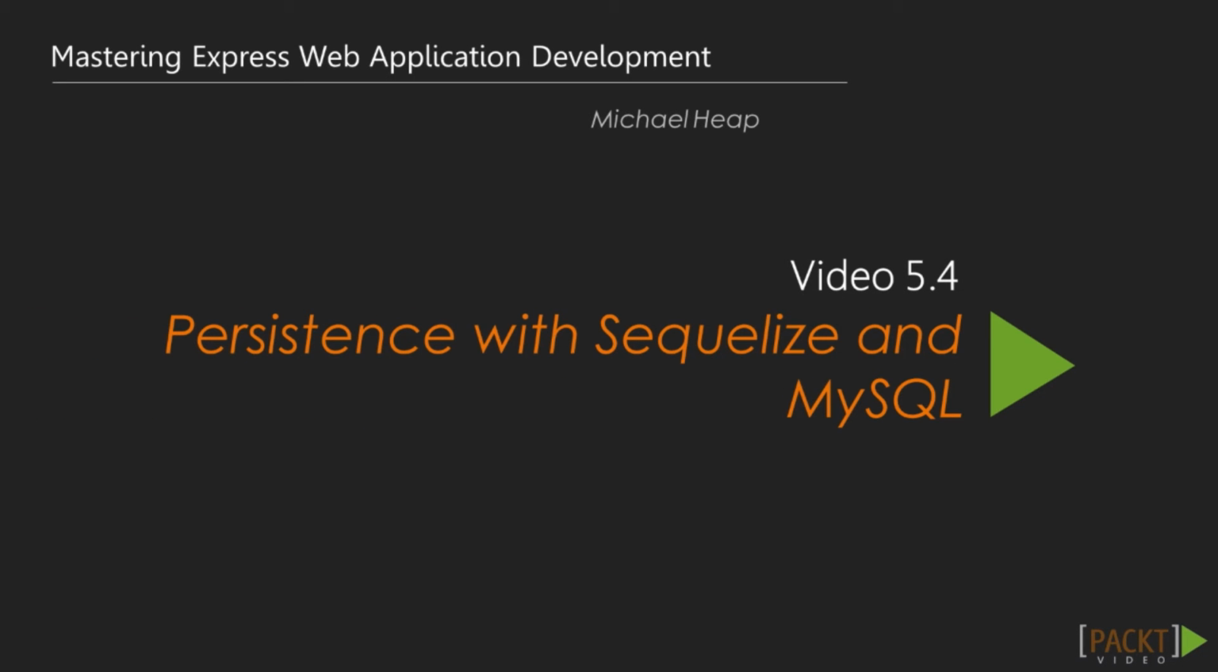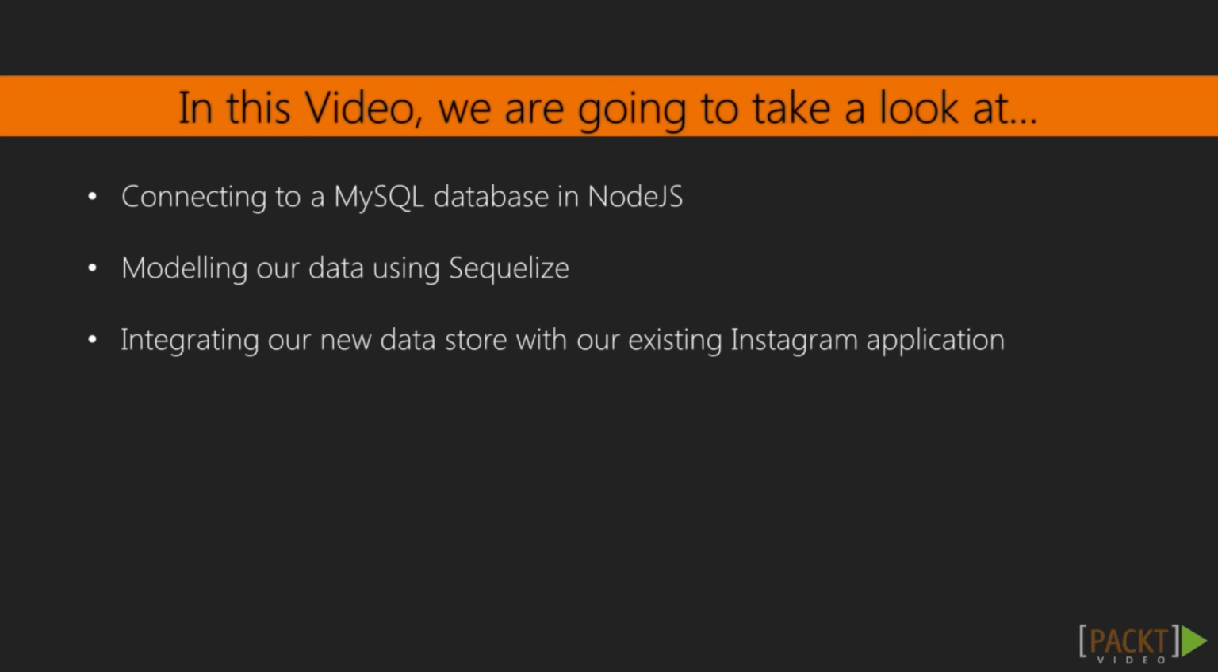Welcome to the final video of Section 5, Advanced Express. In this video, we'll finally be adding a persistence layer so that we can add persistent comments to our application. First, we're going to connect to a MySQL database in NodeJS. Then, we're going to model our data using Sequelize, a NodeJS ORM. And finally, we'll integrate this new data store with our existing Instagram application.